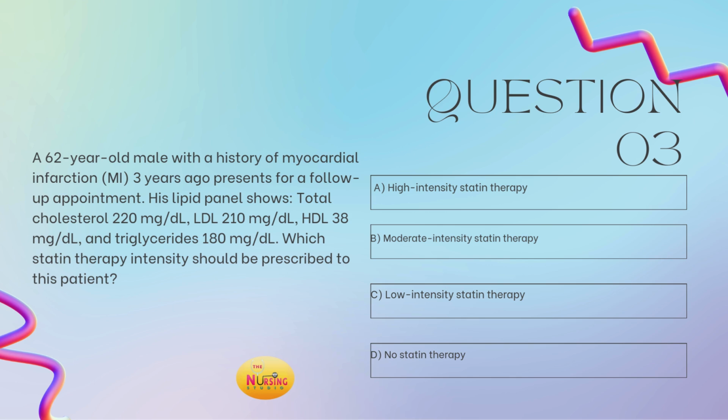Question number 3. A 62-year-old male with a history of MI 3 years ago presents for a follow-up appointment. His lipid panel shows total cholesterol of 220 milligrams per deciliter, an LDL of 210 milligrams per deciliter, an HDL of 38 milligrams per deciliter, and triglycerides of 180 milligrams per deciliter. Which statin therapy intensity should be prescribed to this patient? Is it A, a high intensity statin, B, a moderate intensity statin, C, a low intensity statin, or D, no statin therapy?